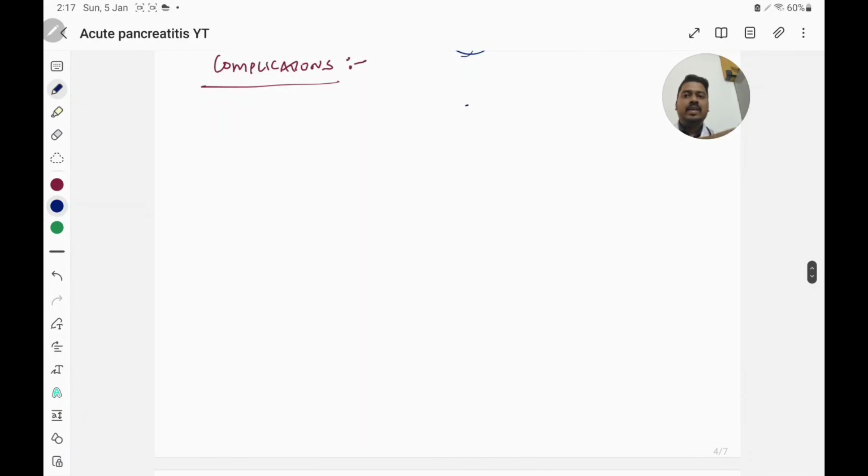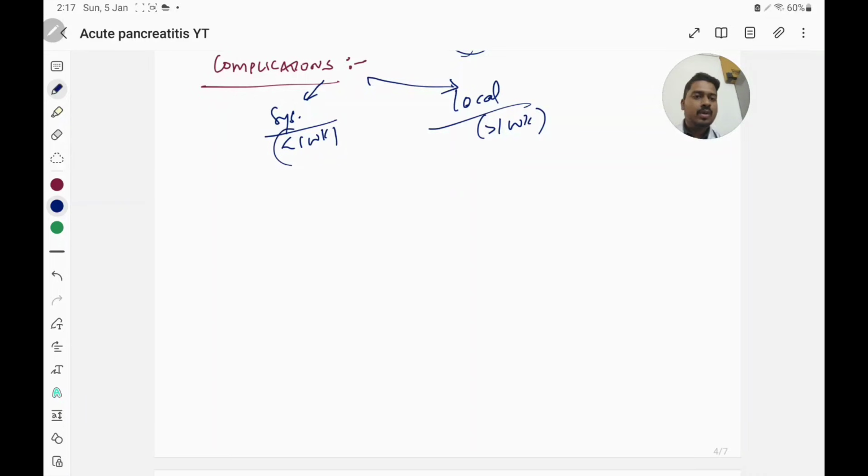What are the complications that can occur, and these complications can present to you as symptoms also. Okay, so we have systemic complications and we have local complications. Local complications are in and around the pancreas, and those usually develop after 1 week. Systemic complications happen within 1 week, most commonly within 48 hours. So we'll go system-wise. For example, in CVS, what complication can occur? Shock can occur, and LV dysfunction can occur.